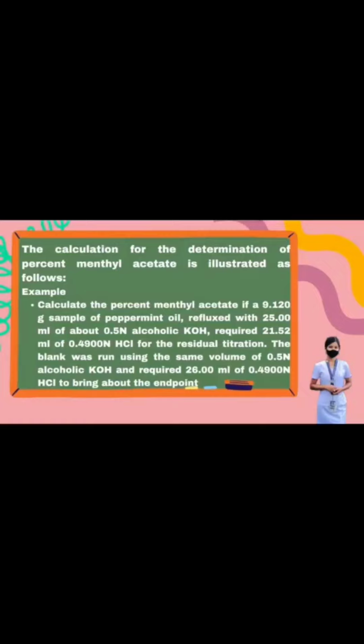Here's the example. Calculate the percent methyl acetate if a 9.120 grams sample of peppermint oil refluxed with 25 ml of about 0.5 normal alcoholic potassium hydroxide required 21.52 ml of 0.4900 normal hydrochloric acid for the residual titration. The blank was run using the same volume of 0.5 normal alcoholic potassium hydroxide and required 26 ml of 0.4900 normal hydrochloric acid to bring about the endpoint.